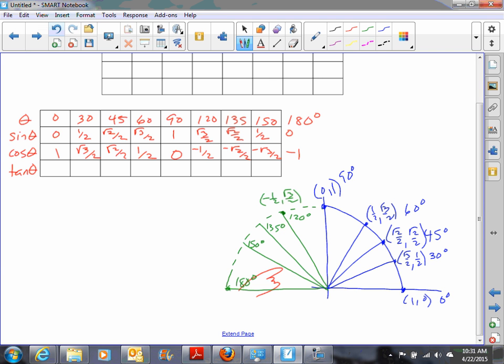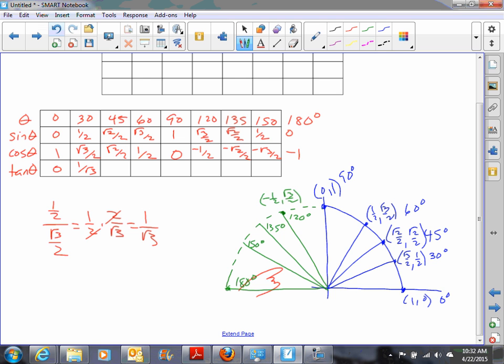Now, since the tangent of theta is y over x, it would just be the sine of theta over the cosine of theta. Now, 0 over 1 is 0. Let's look at this. 1/2 over square root 3 over 2 is equal to 1/2 times 2 over the square root of 3. The 2's would cross cancel. We get 1 over the square root of 3. So the tangent of 30 degrees is 1 over the square root of 3.